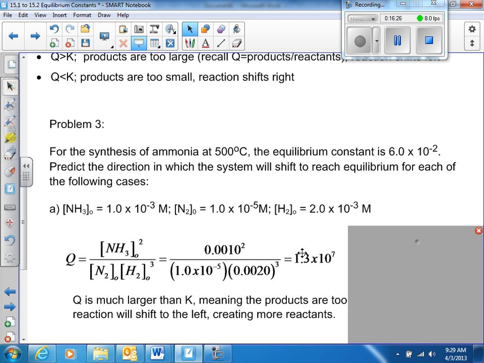So Q is too big. That means the products are too big, which means we need to go left. So we will go toward the reactants. We will shift toward the reactants.